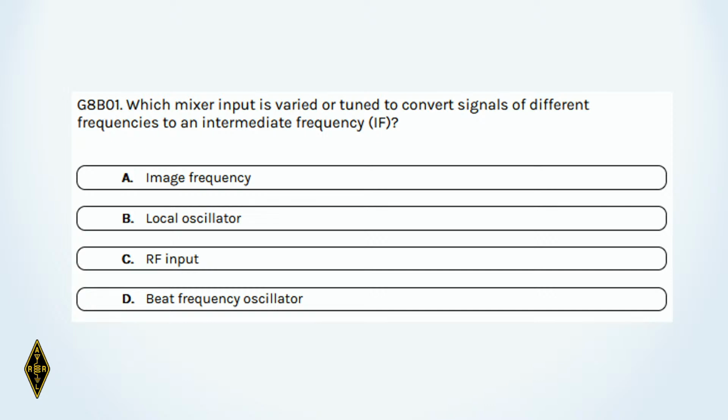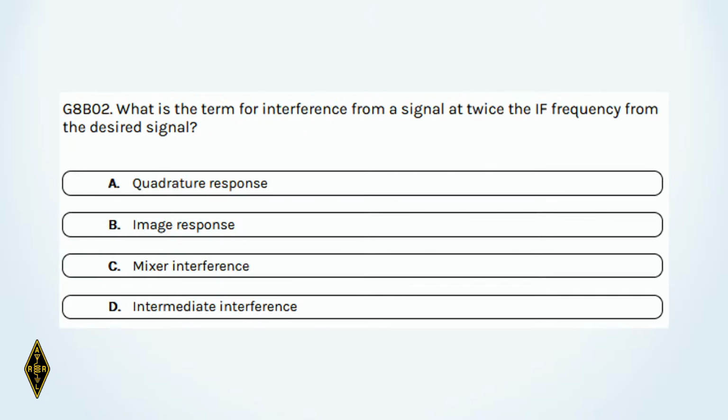Bravo. The local oscillator. Delta is correct. No, Bravo is correct. For the first mixer, you got the RF coming in, and you got the local oscillator, and the output is the IF frequency. And what is the term for interference from a signal at twice the IF frequency of the desired signal?